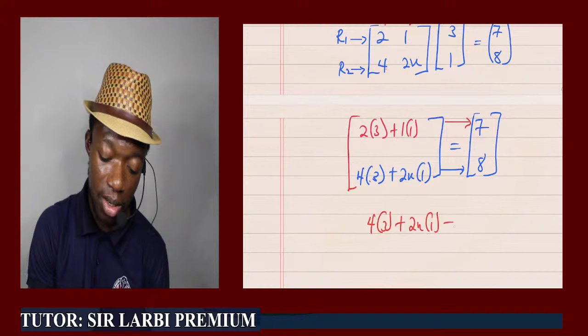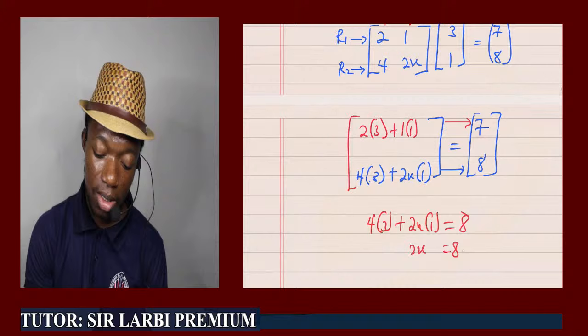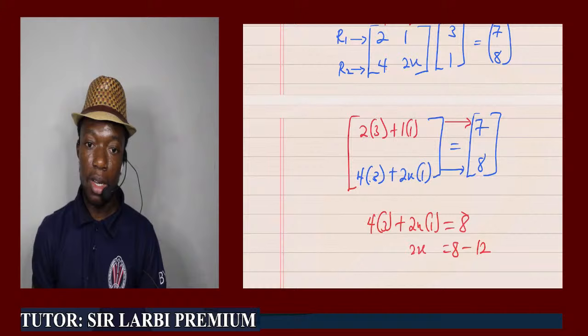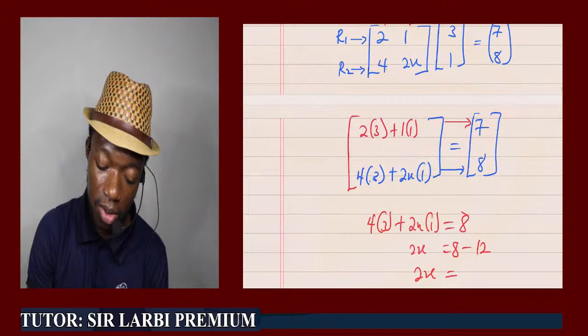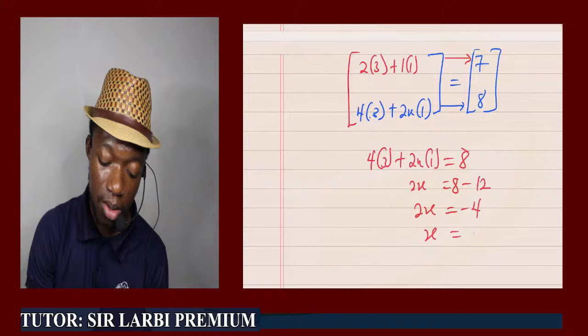So I have 2x to be equal to 8 minus 12, because 4 multiplying 3 gets 12. Okay, so therefore I have 2x to be equal to negative 4. So therefore I have x to be equal to negative 2. I hope you accept that. So that becomes the value of x.